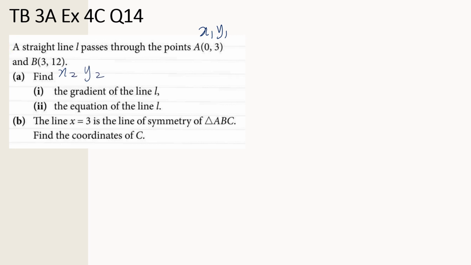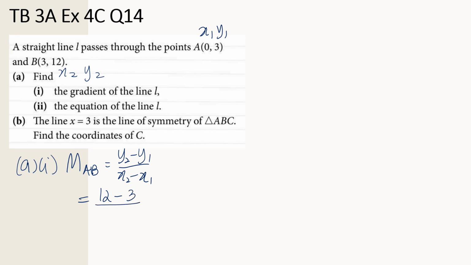Okay, so part (a)(i), finding gradient. You can use the letter m to represent gradient. The subscript will be AB. Formula is y2 minus y1 over x2 minus x1. So that will be 12 minus 3 over 3 minus 0. So that will give us 3. Let me verify. Yes, 3. So that's part (a)(i).